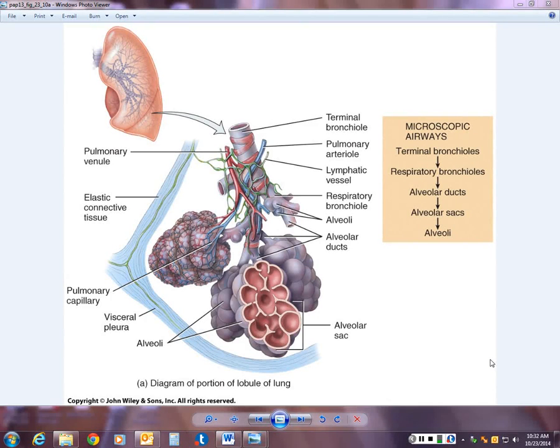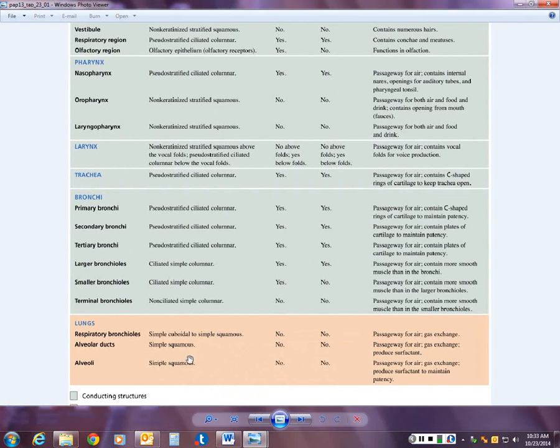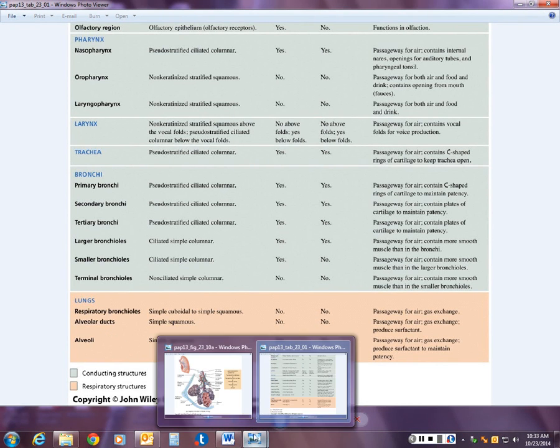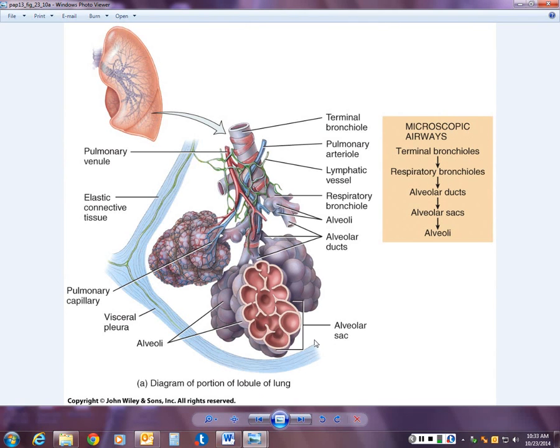If you recall our discussion from earlier, the respiratory zone consists of several major components. Remember, the respiratory zone is the area within the respiratory system capable of accomplishing gas exchange. This will include the respiratory bronchioles, alveolar ducts, alveolar sacs, and also the individual alveoli. So we're going to take a look at an image here that shows you many of these.